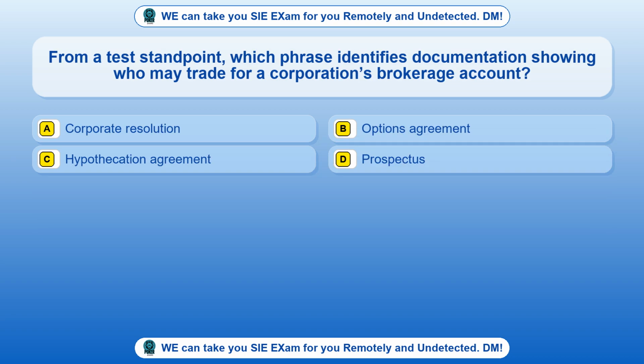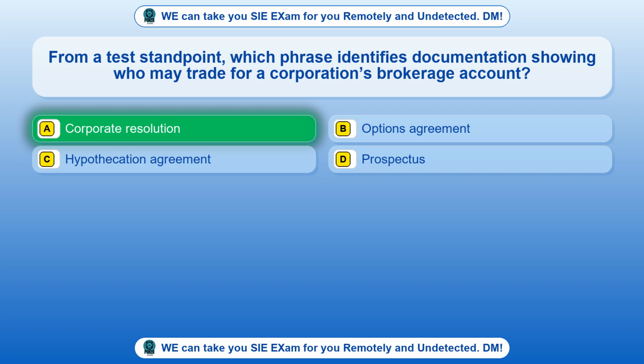Question 57. From a test standpoint, which phrase identifies documentation showing who may trade for a corporation's brokerage account? Option A, corporate resolution. Option B, options agreement. Option C, hypothecation agreement. Option D, prospectus. The correct answer is option A, corporate resolution.